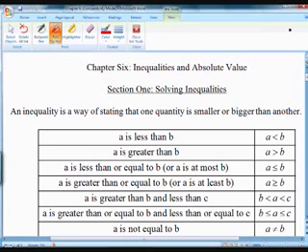But if two things aren't equal, like 3 and 4, is 3 equal to 4? No, but since 3 and 4 are not equal, there must be some sort of relationship between the two. What's the truth about 3 and 4? 4 is bigger than 3, or 3 is smaller. The less than and the greater than, that's what we're dealing with. That's what an inequality is, a not equal. It says an inequality is a way of stating that one quantity is smaller or bigger than another.